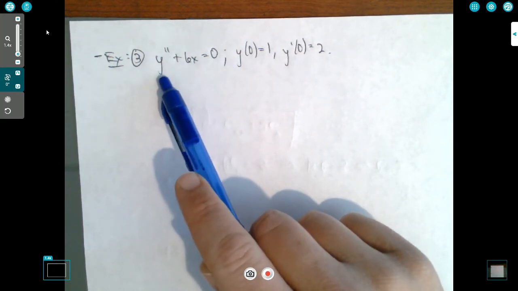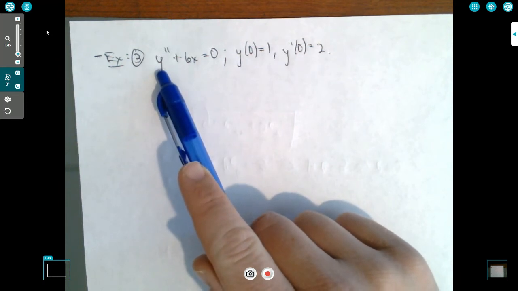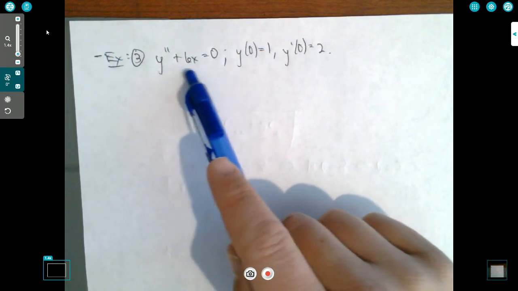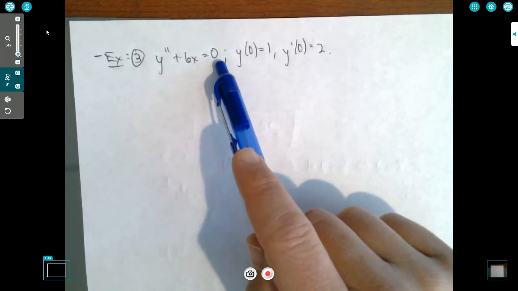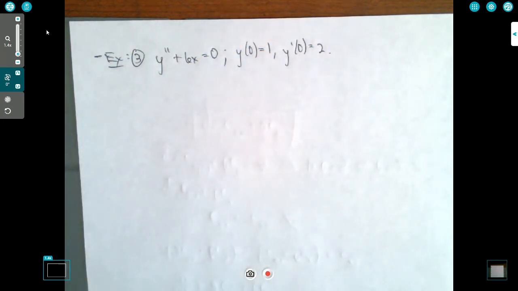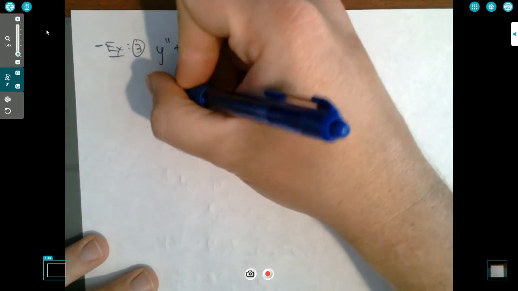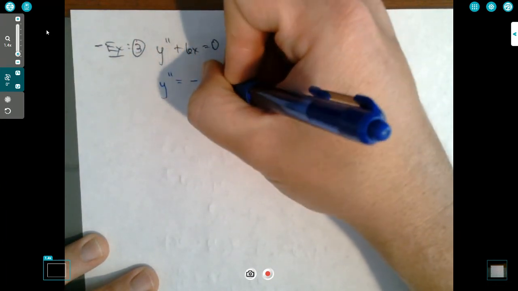So we need to find some function y whose second derivative must be equal to negative 6x, right? Because that way, negative 6x plus 6x will equal 0. Another way to see that is you could just subtract 6x to the other side of the equation, and you would see that y double prime has to equal negative 6x.